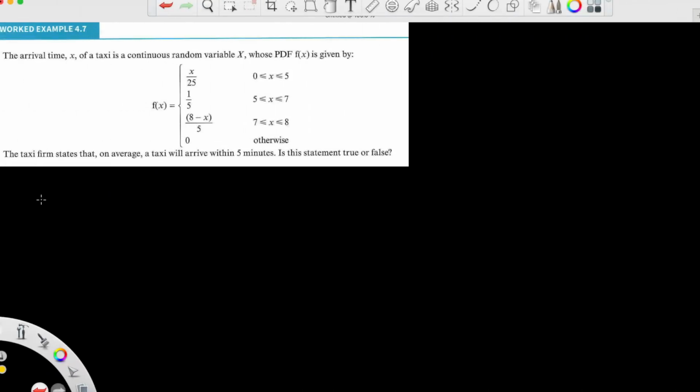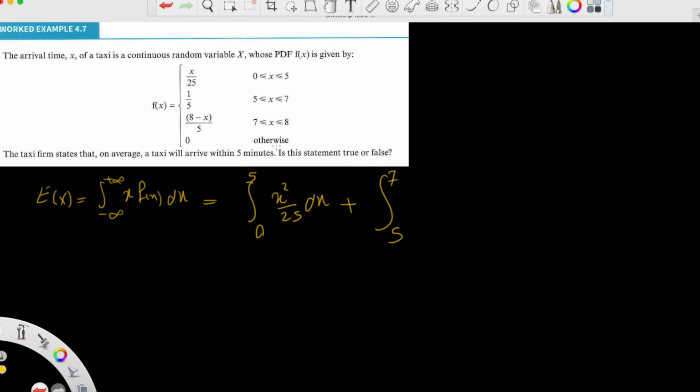Now, in order to find the average, mean, or expectation, E of x is the integration from negative infinity to positive infinity of x f of x dx, which is equal to, now it has different expressions, formulas, equations for different intervals, so I write interval by interval. For the first interval, 0 to 5, x f of x is x over 25 multiplied by x, it will be x squared over 25 dx, now plus 5 to 7, this equation is multiplied by x, it will be x over 5 dx, plus then 7 to 8, if you multiply by x, it will be 8x minus x squared. I can put 1 over 5 out, then dx.